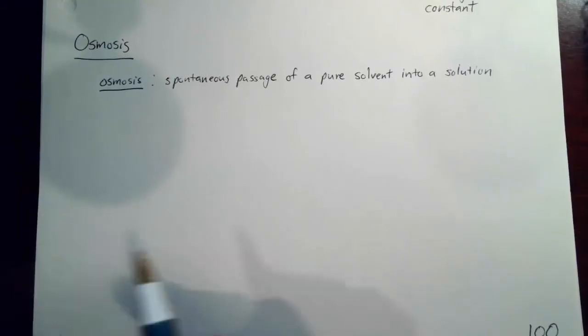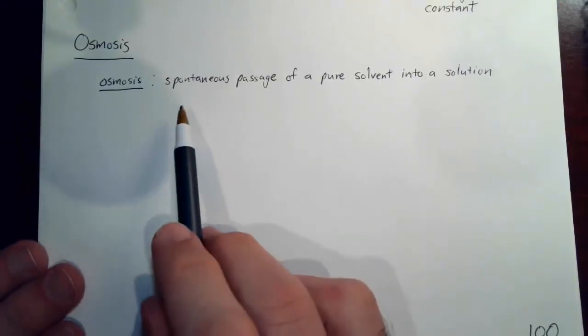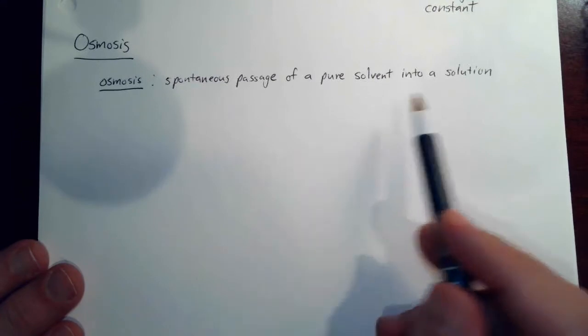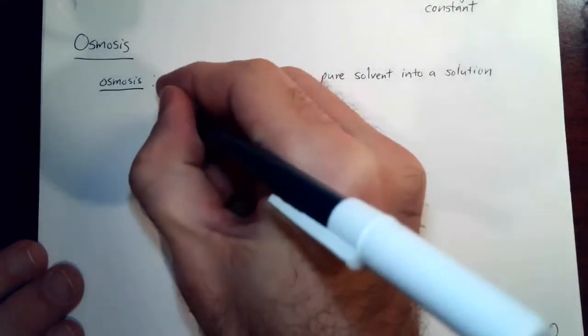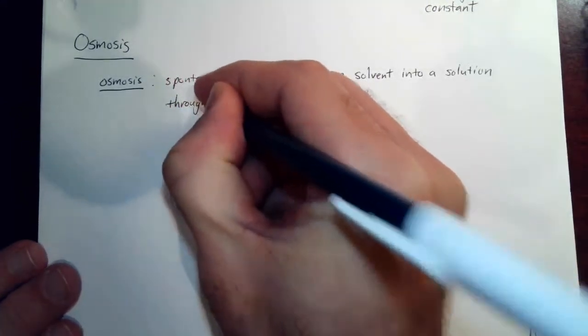In this video, I'm going to wrap up section 5b with one more colligative property, which is osmotic pressure. And to begin with, let's talk about osmosis and how we can define that in terms of the chemical potential that we've been studying. So osmosis is the spontaneous passage of a pure solvent into a solution through a semi-permeable membrane.